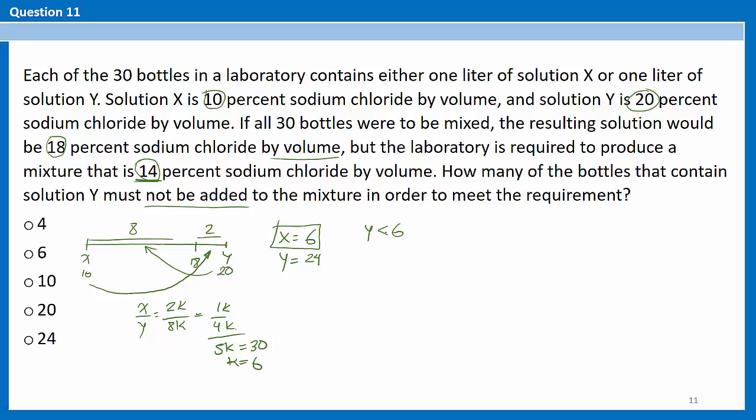Okay. You can look at the answer choices. It's definitely not going to be 4, not going to be 6, not going to be 10. If I don't add 20, I'm going to have Y equals 4. And that gives me a little bit less than 15. I'm not sure it's going to be 14, but hey, the other option is 24. That means that I don't add any Y at all. Now, if I don't add any Y at all, then the concentration is going to be exactly 10%. It's not what we want. So the only answer based on the answer choices is 20. That would be the answer.